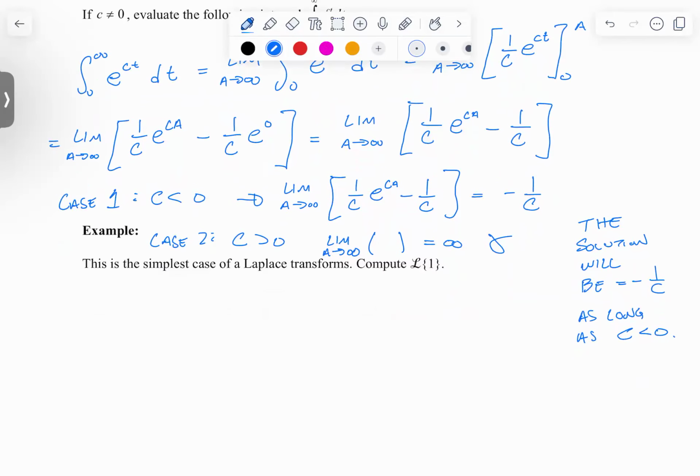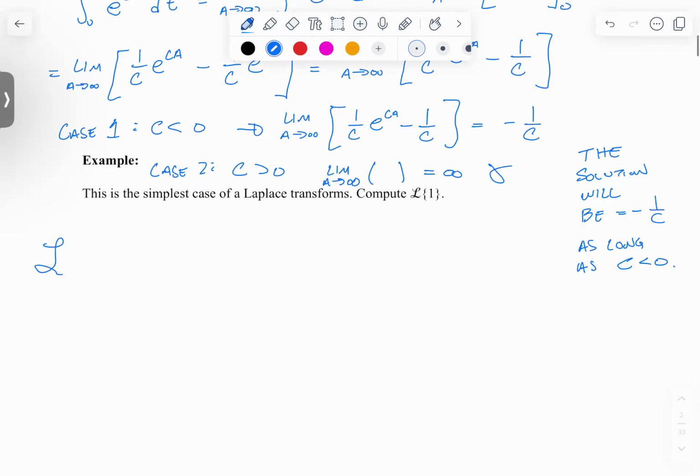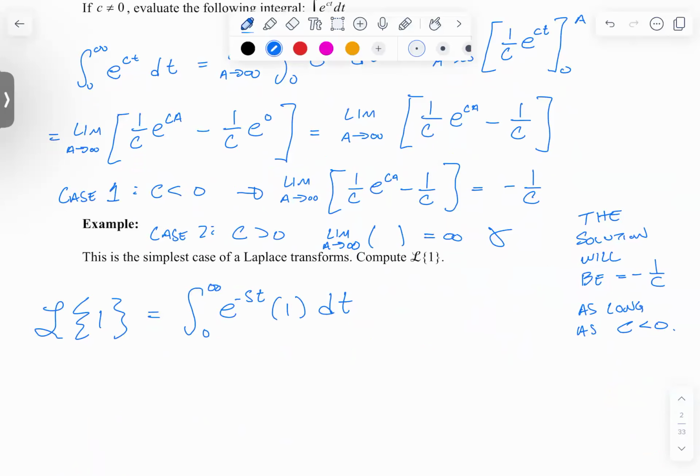So now let's start with the simplest case of a Laplace transform: Laplace of the number 1. So back to our definition. Notice the definition was pretty close, but now I'm defining Laplace as this function. If I just put a 1 in here, that looks pretty close to the integral we just evaluated. So the Laplace transform of 1 is the integral of e to the negative st times 1 dt. And this is almost exactly what we just evaluated.